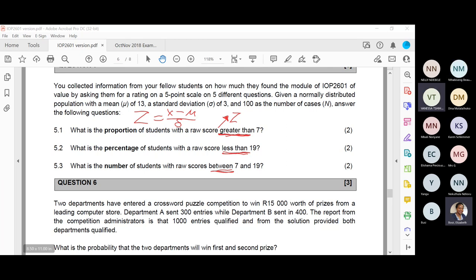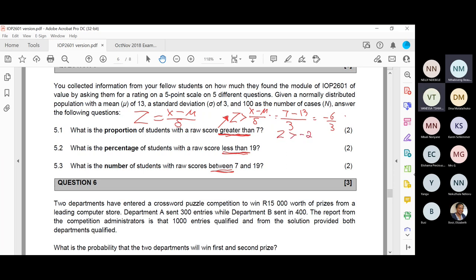Okay. 27 minus 13. So that will be Z greater than our X minus the mean divided by the standard deviation. Then I said, yes, it's 7 minus 13, divide by 3. Then I got minus 6 over 3. It's negative 6, equals minus 2. So even if I don't write all this Z because I'm running out of space anyway. Then I went on the Z table to check where negative 2 falls.